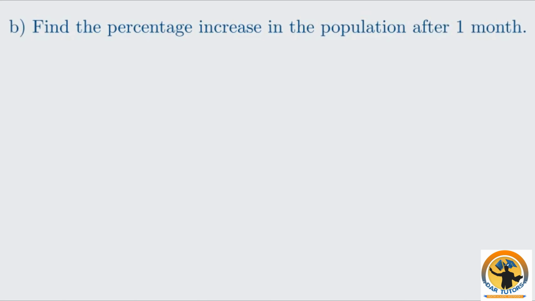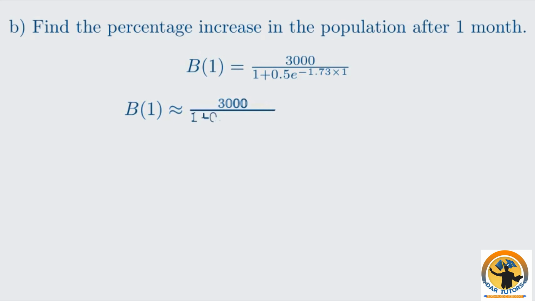Next, we need to find the percentage increase in the population after 1 month. To do this, we'll first calculate the population after 1 month, b(1), and then use the percentage change formula. Substituting t = 1 into our function, we get b(1) = 3,000 divided by 1 + 0.5 e^(-1.73). Using a calculator, e^(-1.73) is approximately 0.177. So, b(1) is about 3,000 divided by 1.0885, which is approximately 2756 bees.